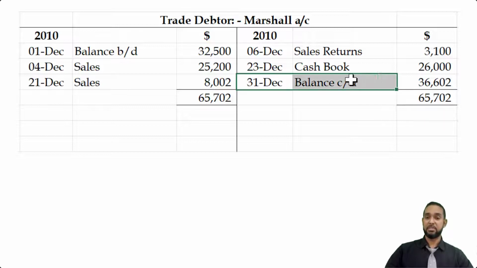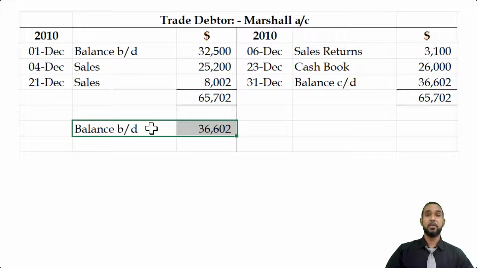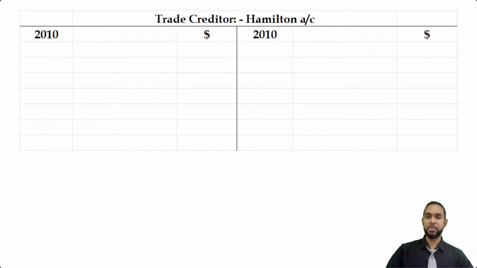And of course, if a balance is carried down from the credit side, it must be brought down on the debit side, as you can see here. And of course, this corresponds well because assets have debit balances. So that's that one. Let's take a look at Hamilton's account now in the purchases ledger.